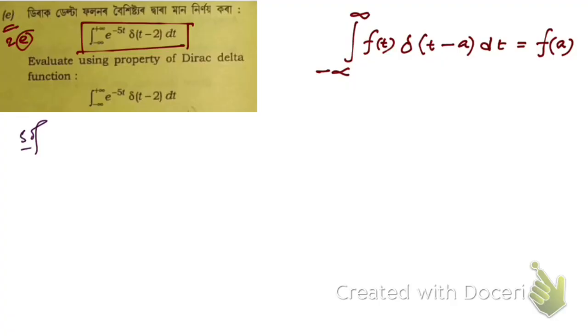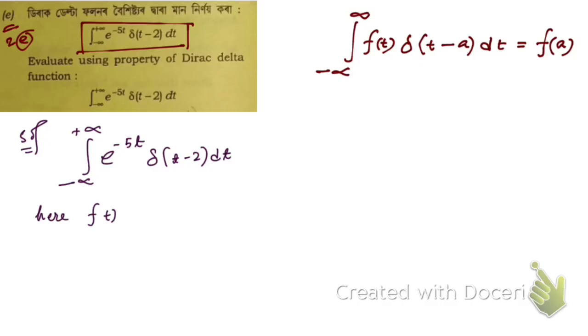What we have here is the integration from minus infinity to plus infinity of e to the power minus 5t delta of t minus 2 dt. So here our f of t is nothing but e to the power minus 5t, and t minus a is t minus 2 here, so a will be equal to 2.